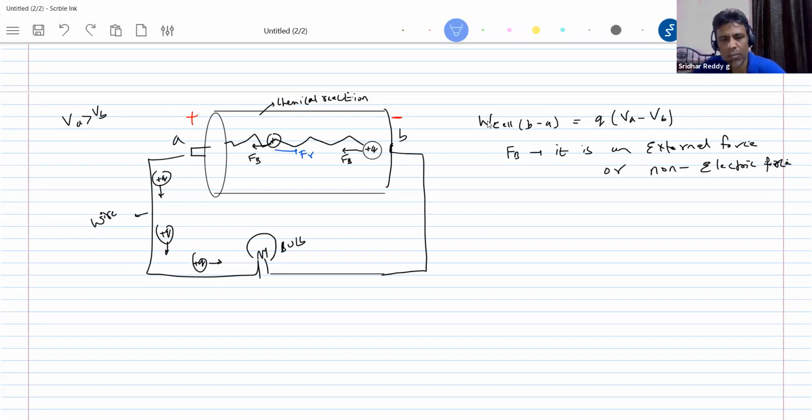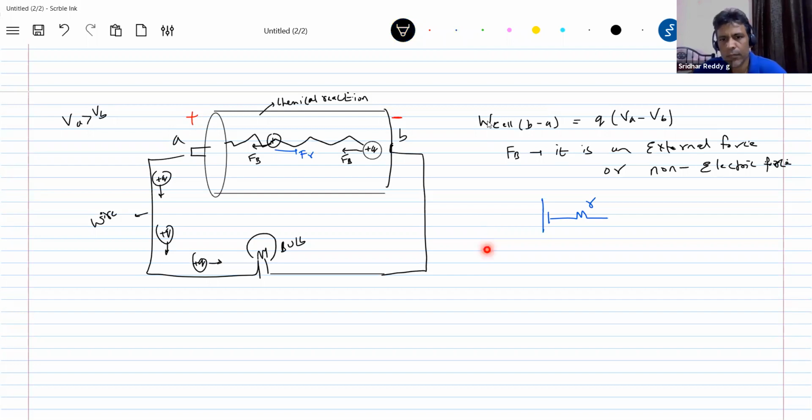Now practically, how will this circuit appear? The circuit will appear like this. This is a practical circuit. This is B, this is A. This is the bulb, and this is the EMF. Now a current I will flow. According to the convention, this should be positive, this should be negative.